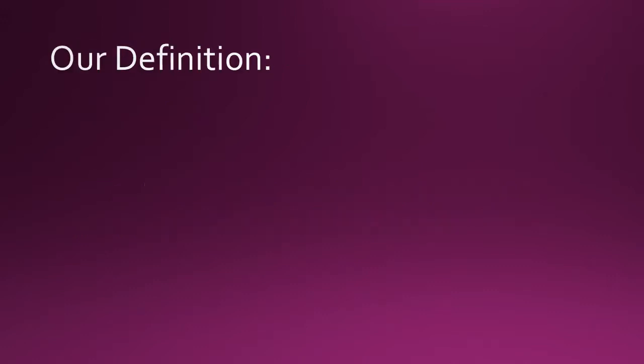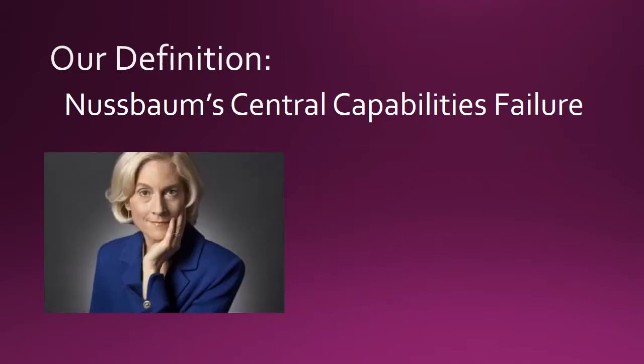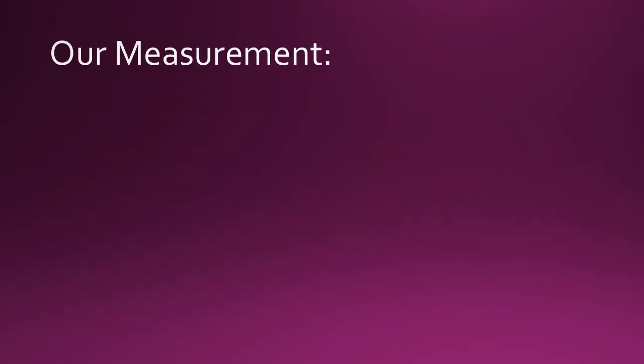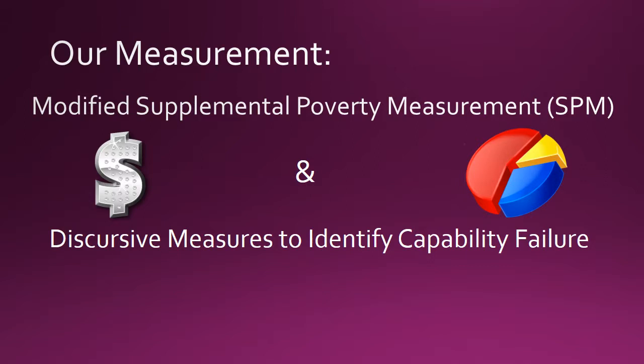Therefore, the best definition of poverty is Nussbaum's interpretation of central capability failure, the idea that a person experiencing poverty is lacking the resources and capabilities essential for living a dignified life. Moreover, we believe the best method of measuring poverty has a twofold focus: income lowness, measured by a modified supplemental poverty measurement, combined with various discursive measures to identify capability failure. We will touch more on this later.